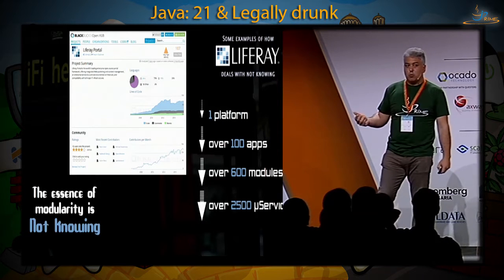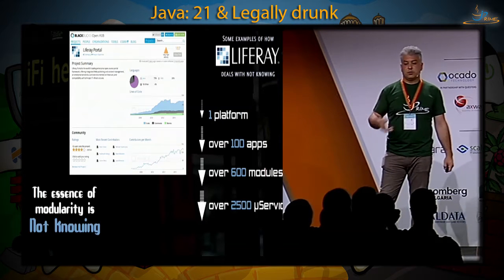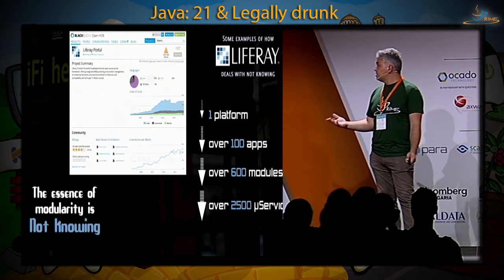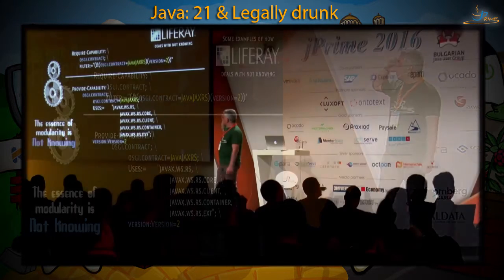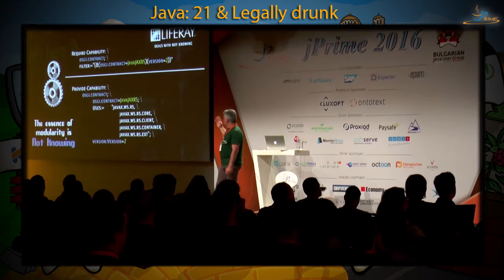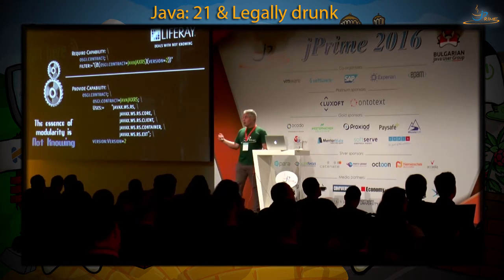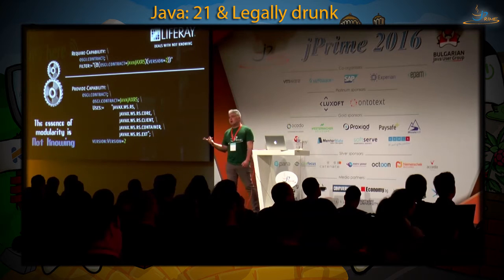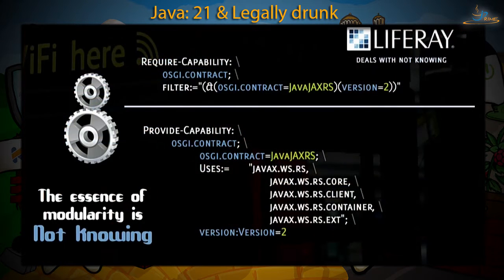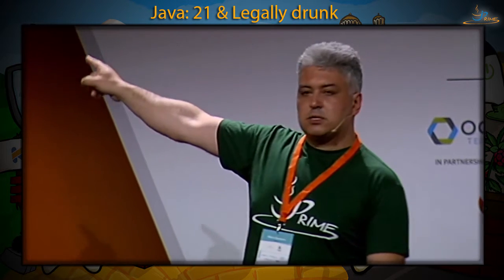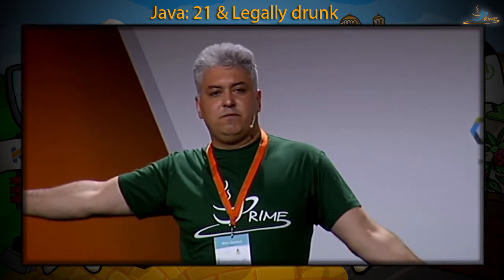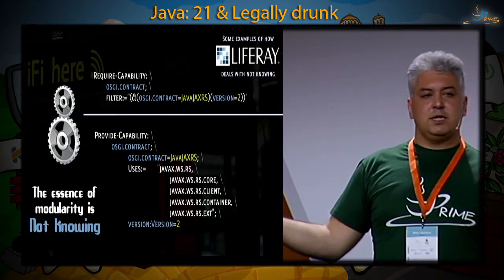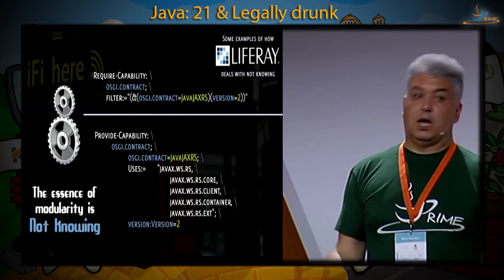Obviously, Liferay is open source. For those of you who don't know, you can go download the code and see how it works. It's totally OSGi-based these days. And here are a few examples from the source code. For example, this is how we support JAX-RS in Liferay. If you want to build a REST service, that's totally fine. All you need to do is say that you require a capability. And the capability that you require is, by OSGi contract, JAX-RS. And you don't really care. From your point of view, you're saying, if there is a JAX-RS, I will work. If there is no JAX-RS, I will not.